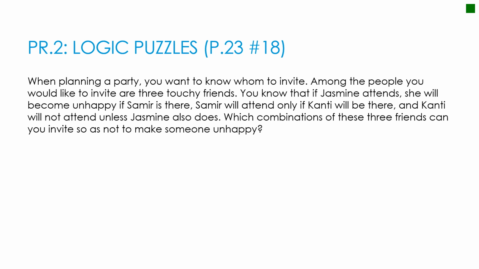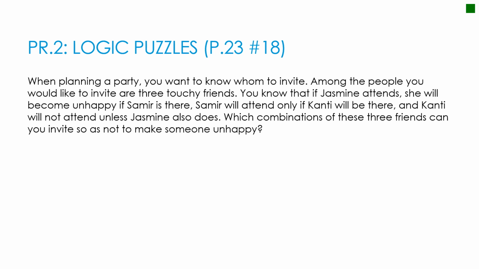So when planning a party, you want to know whom to invite. Among the people you would like to invite are 3 touchy friends. You know that if Jasmine attends, she will become unhappy if Samir is there. Samir will attend only if Kanti will be there, and Kanti will not attend unless Jasmine also does. Which combinations of these 3 friends can you invite so as not to make someone unhappy?